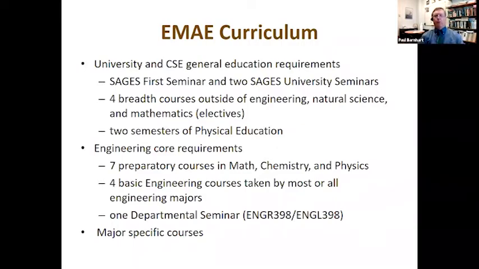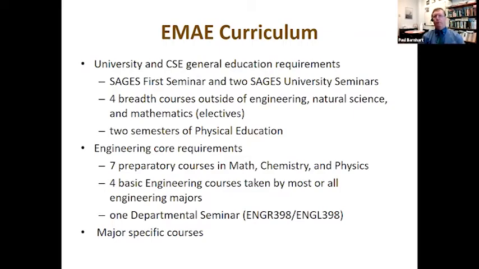There are 4 breadth courses that you have to take outside of engineering, natural sciences, and mathematics. They're electives, but you have to complete 4 of them. Any department outside of engineering in any part of the university is open for a breadth course. It can be history, philosophy, economics, foreign languages. Classics is, I think, a great topic to study. It's anything but engineering, math, and science.